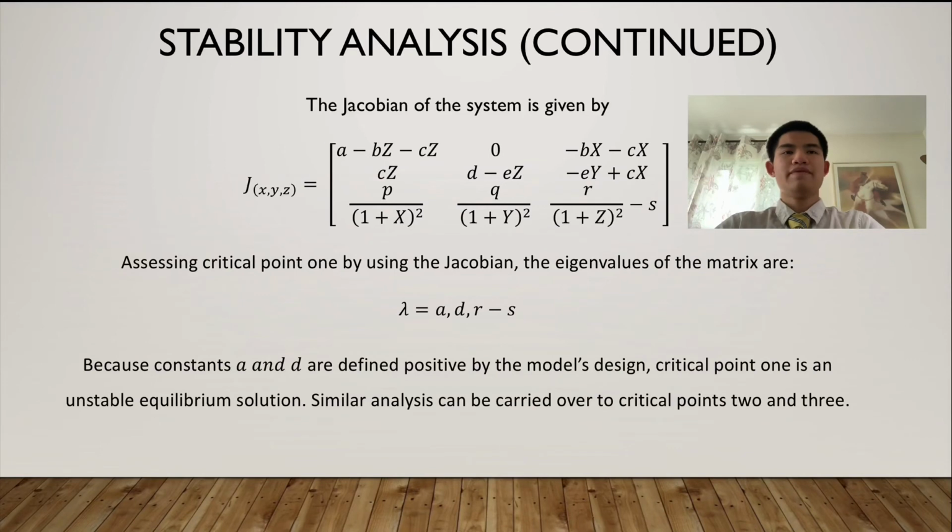The Jacobian of the system is given by this matrix. Assessing critical point 1, the eigenvalues are lambda equals A, D, and R minus S. Because constants A and D are positive by the model's design, critical point 1 is unstable. Similar analysis can then be carried over to critical points 2 and 3.